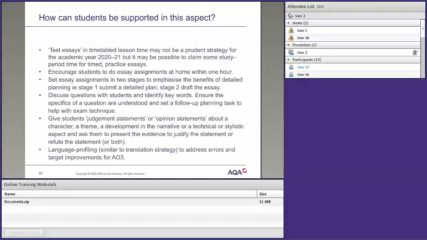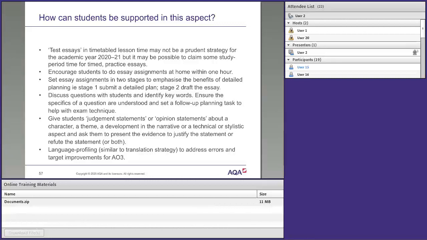So how can we support students in writing essays? So in this current year, with the amount of time that you've lost in delivering content, test essays in timetabled lessons might not be a prudent strategy for your lessons. It may be possible to claim some study period time for timed practice essays, but you should also encourage students to do essay assignments at home within 1 hour. You should set essay assessments in 2 stages to emphasize the benefits of that detailed planning.